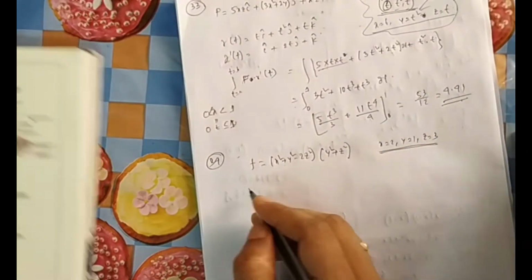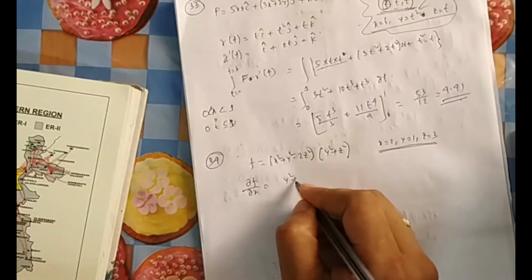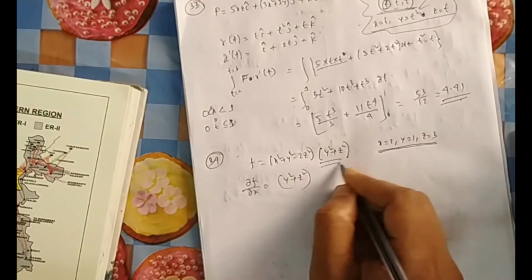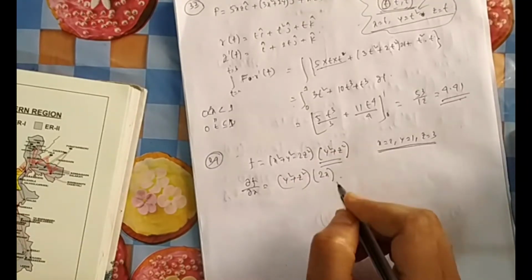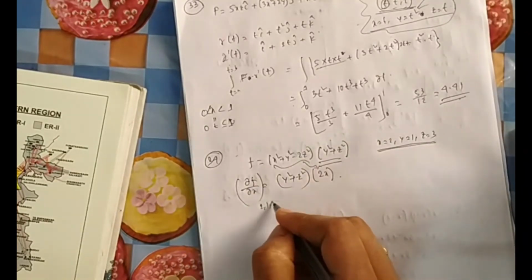So first take the partial derivative with respect to x, that is very easy. Del f del x, if you take, y and z will be treated as constant, so this is constant, and differentiation of this is only 2x, differentiation of this one. Now you put the values 2, 1, 3.